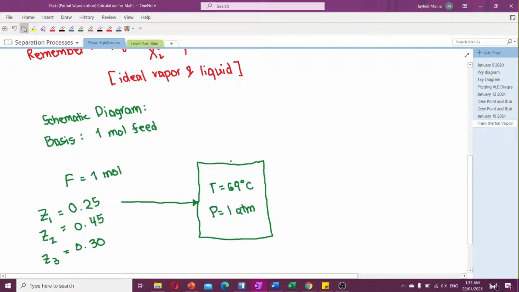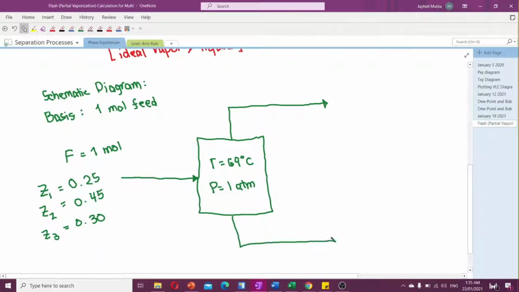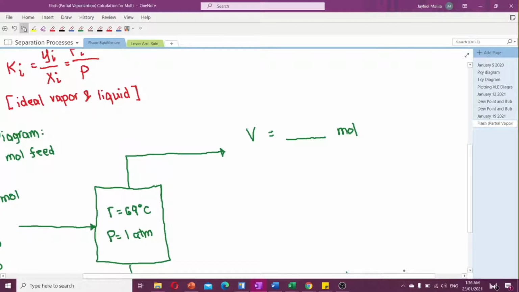So we allow the mixture to undergo partial vaporization. A portion of the feed becomes vapor. We don't know how much that is. And a portion of the feed will still remain as a liquid phase. Then our goal is to determine the mole fraction, so how much of each of the components can be found in the vapor?